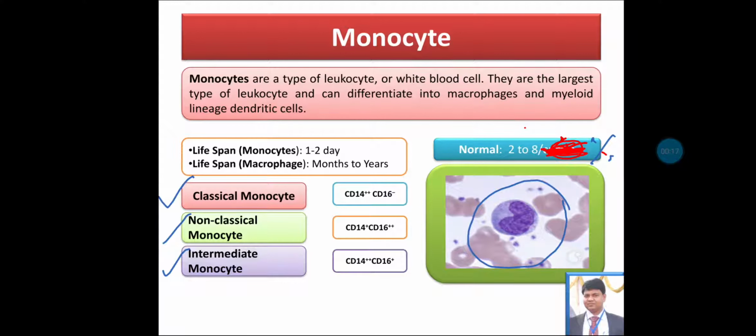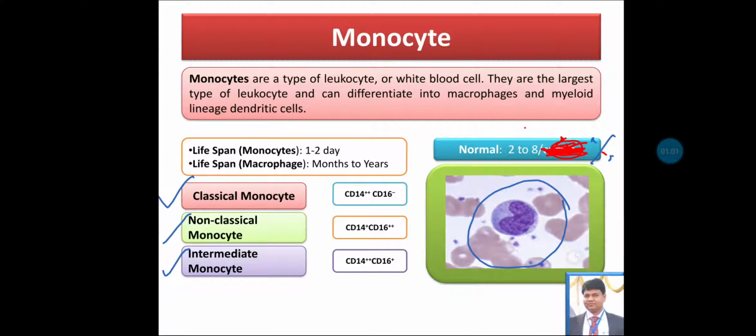So monocytes are basically one of the largest leukocytes present in the circulation, and they can be differentiated or modified into the macrophages and other lineage dendritic cells. And in the diagram you can see a typical monocyte, which has a kidney shaped or bean shaped nucleus along with a moderate amount of cytoplasm. Their number is around 2 to 8% in the circulation, and they have a lifespan of 1 to 2 days in the circulation, and when they get modified into the macrophages, their lifespan may range from months to years.